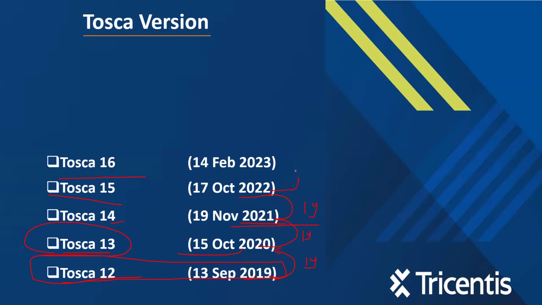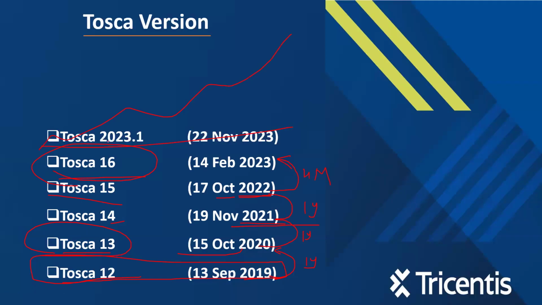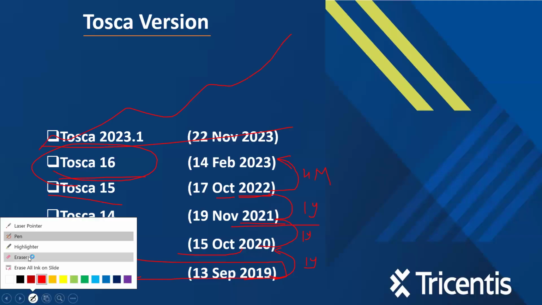Coming to 16, if you observe this one, from October 2022 to November, December, Jan, Feb, in 4 months, they have launched 16.0. See, from here, the market went very up. It's gone up, guys.